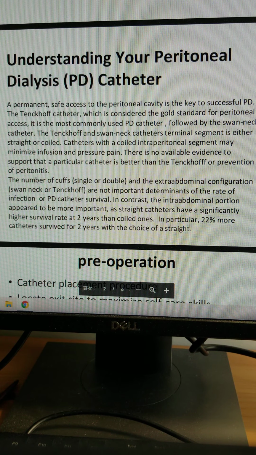It's about the length of a ruler and the width of a pencil. It allows dialysis fluid, called dialysate, to enter the abdominal cavity, pass through the small blood vessels in the lining of the abdomen and the organs, and then drain the used dialysate back out again. So a permanent, safe access to the peritoneal cavity is a key to success for PD.